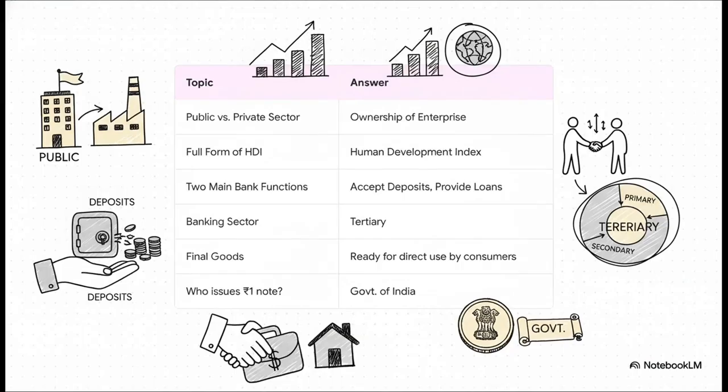All right, last quick fire round, this time for economics. First things first, the difference between public and private sectors. It all boils down to one word, ownership. Next up, the acronym HDI. That stands for Human Development Index, which is a super important way to measure a country's overall well-being, not just its money. The main job of banks? Pretty simple. They accept our deposits and give out loans. And because banking is a service, it falls under the tertiary sector of the economy.